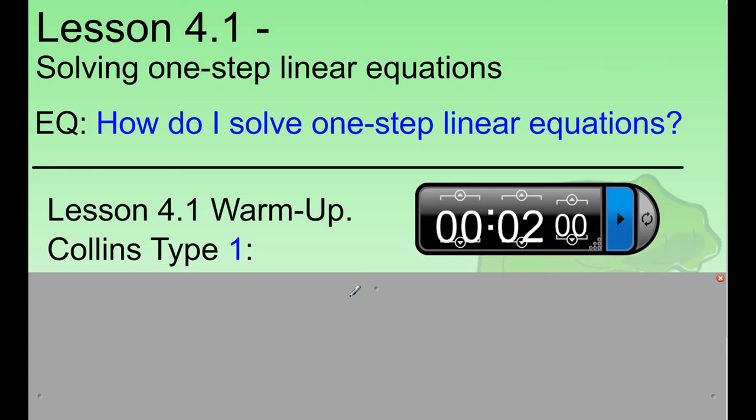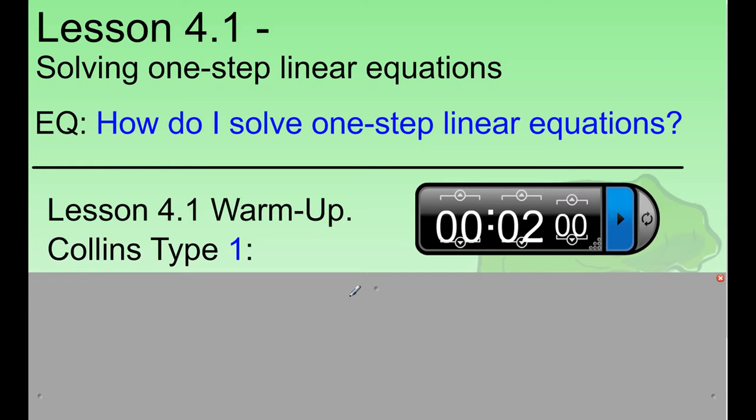This is lesson 4.1, solving one-step linear equations. And you should hopefully find this lesson to be fairly easy because most of you have done this a little bit in the past. The essential question says, how do I solve one-step linear equations?